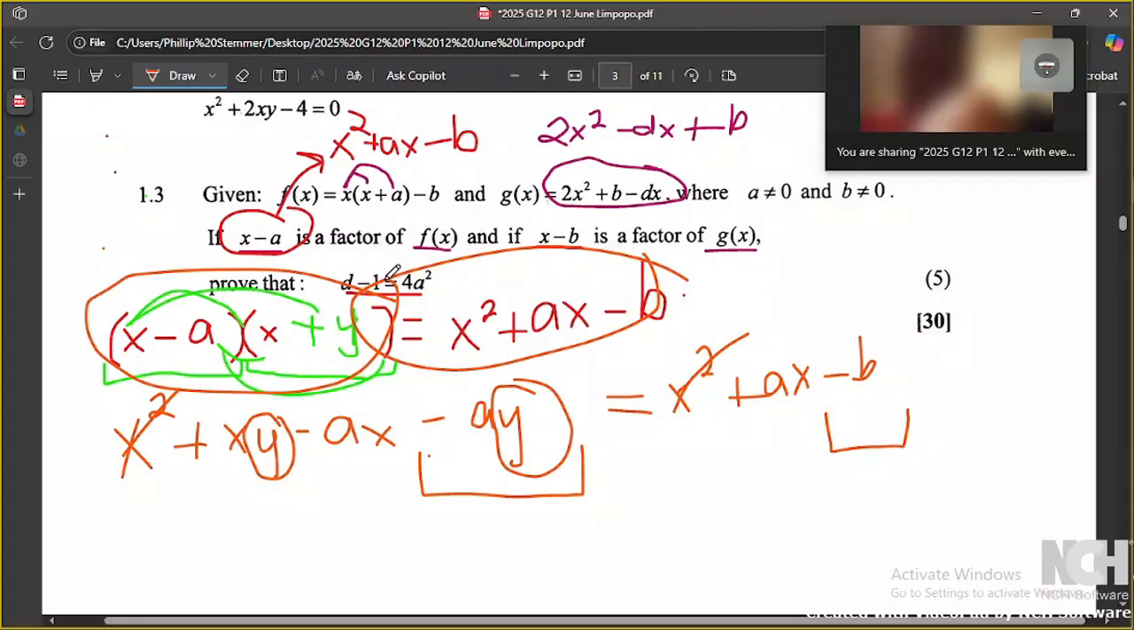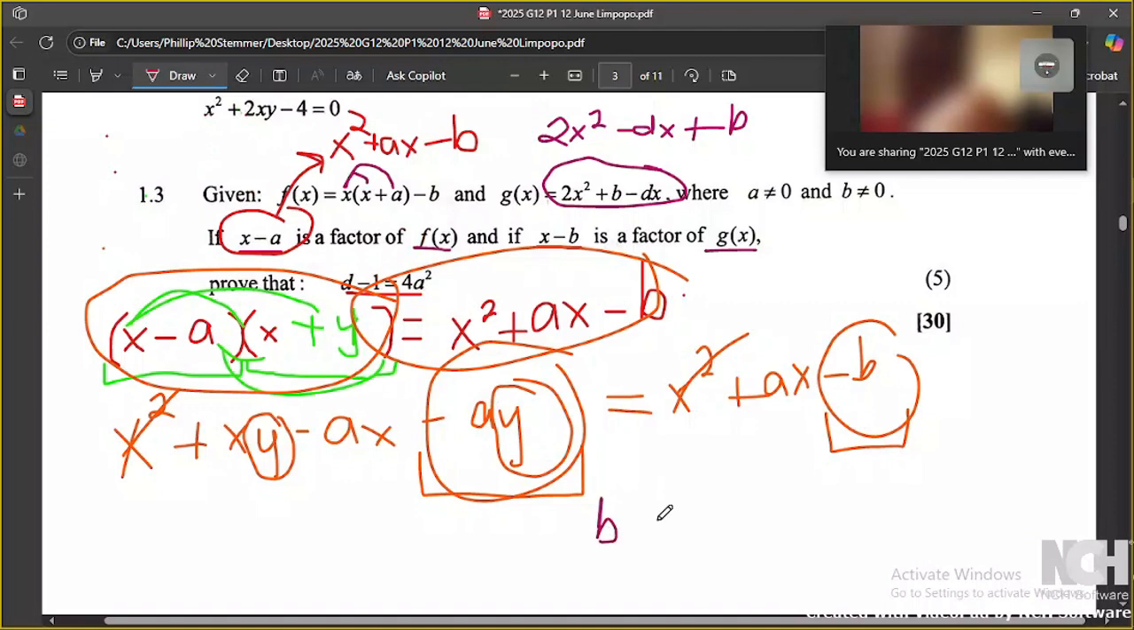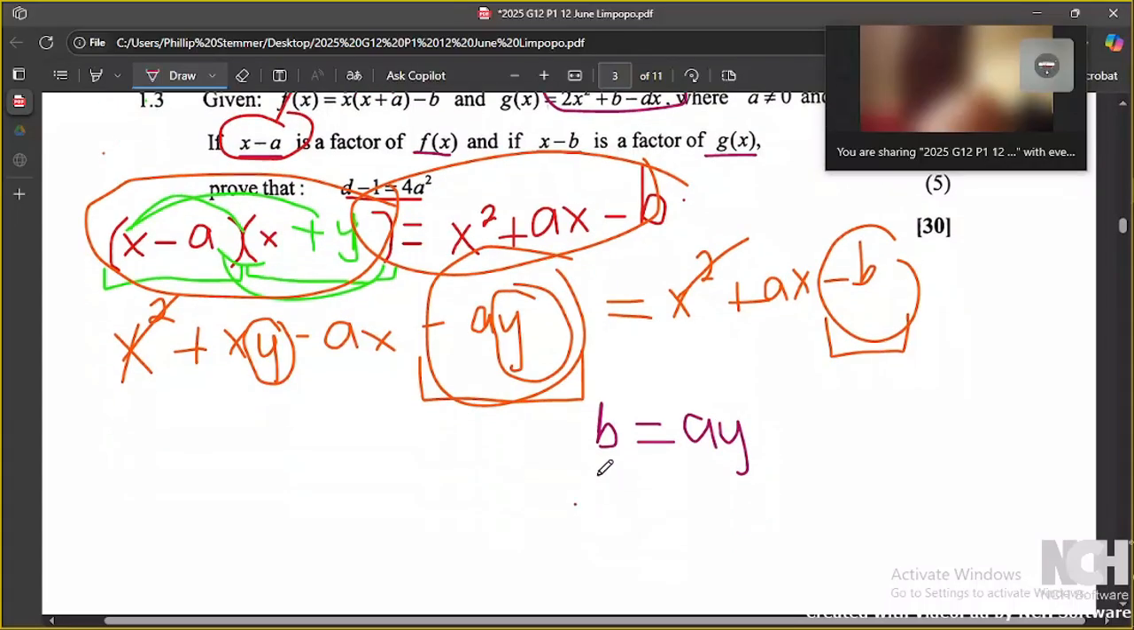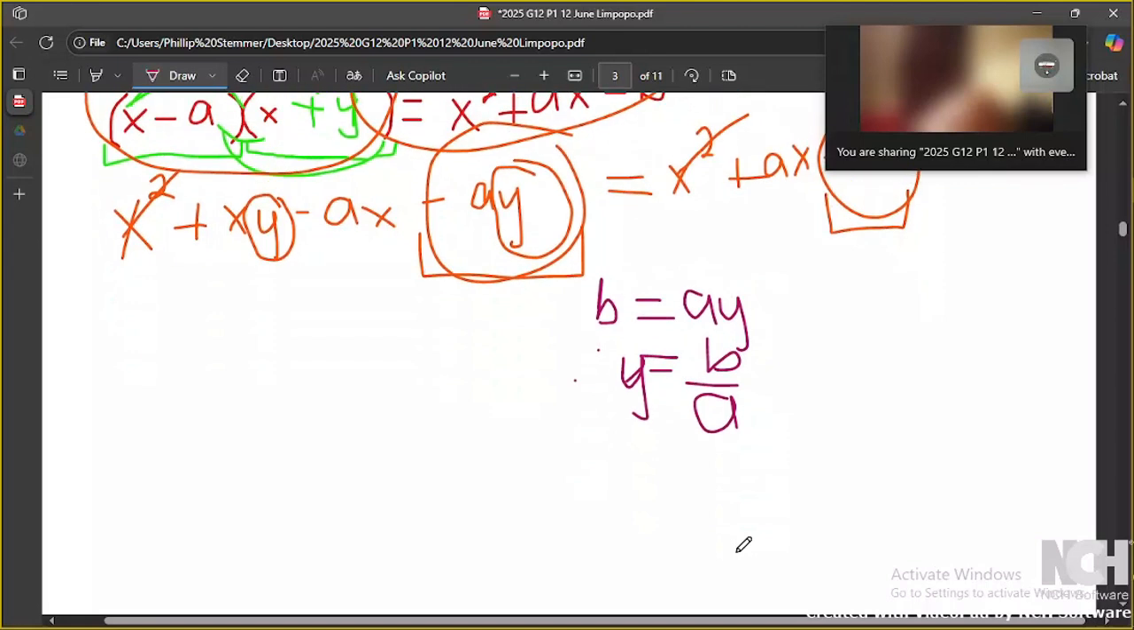This term is the same as minus b. So we can eventually say b is equal to ay. Therefore y is equal to b over a, because we divide by a on both sides.